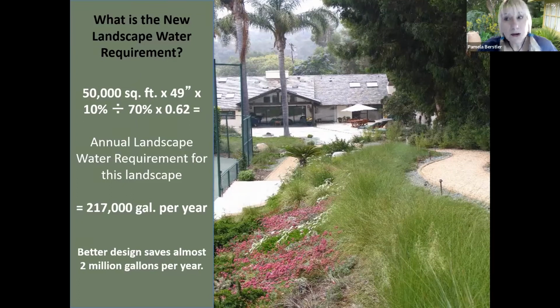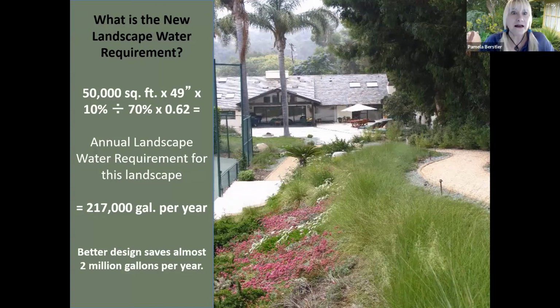We went from 2 million gallons of water a year to 200,000 gallons of water a year, just by rethinking how this landscape was going to be. And you know what we call that? We call that boom. That is a sale. That is like, this person's on board. These property owners get it now.